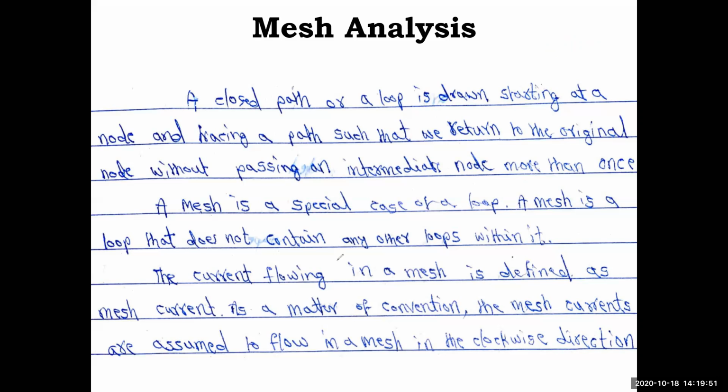The current flowing in a mesh is defined as mesh current. Since we are doing mesh analysis, we will say mesh network, mesh current, and equations we call mesh equations. Everything is about mesh. As a matter of convention, the mesh currents are assumed to flow in the mesh in the clockwise direction. Normally that will not be given, so we'll assume clockwise. Accordingly we'll solve the network.